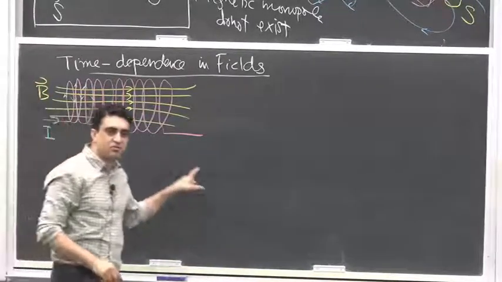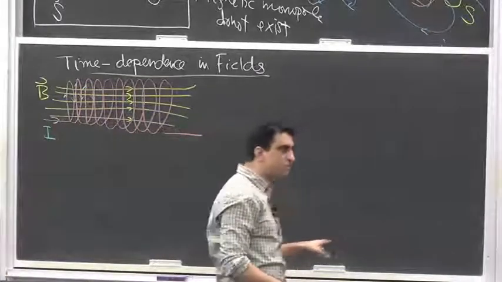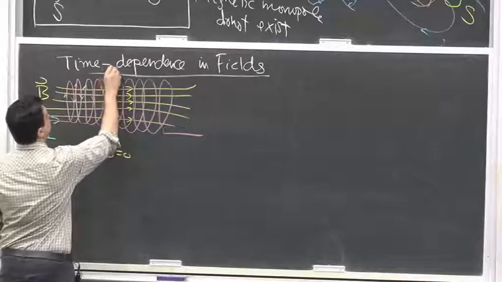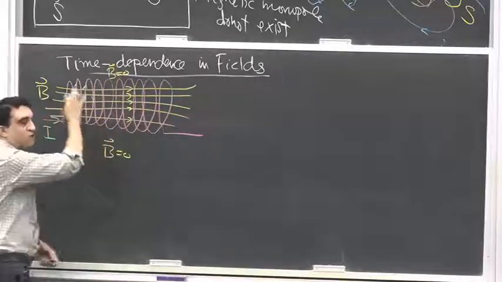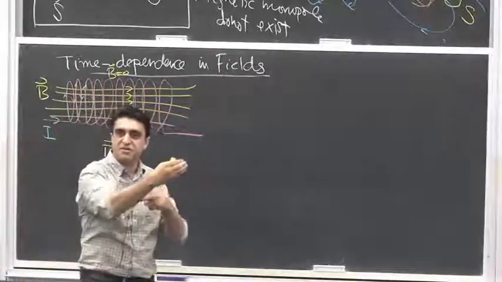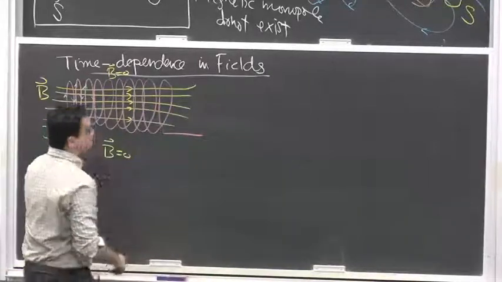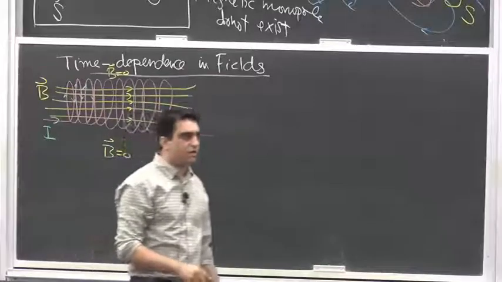What is the magnetic field outside? It's zero. So you have magnetic field here, zero. Magnetic field on that side equals zero. So the only magnetic field you have in an infinite solenoid is inside the solenoid. What about electric field? Do we have electric fields in there?